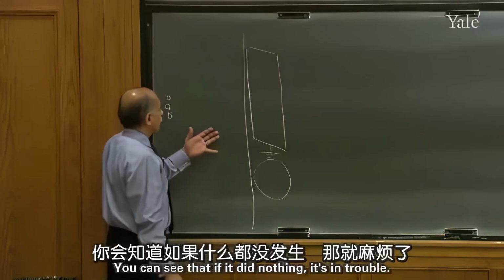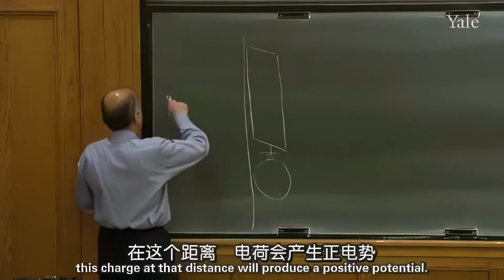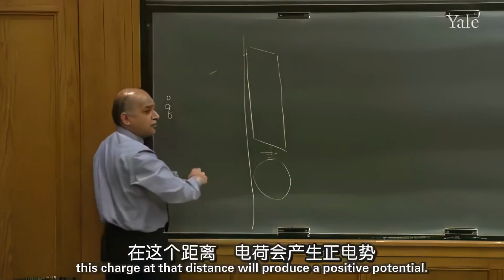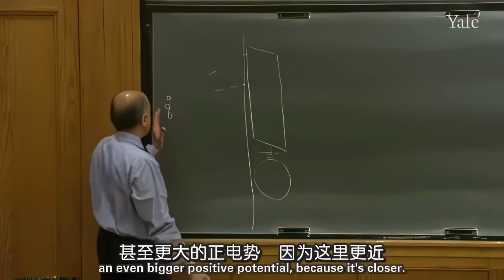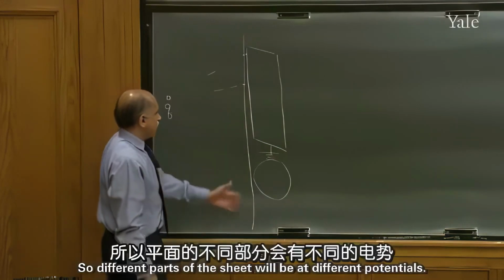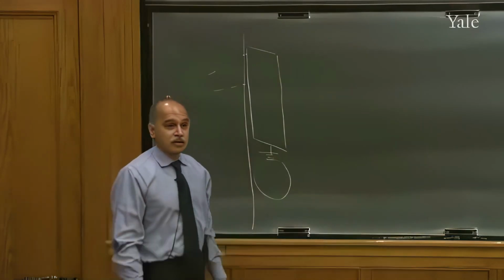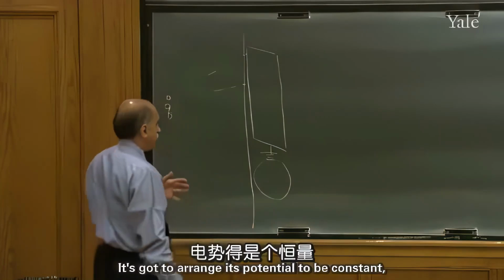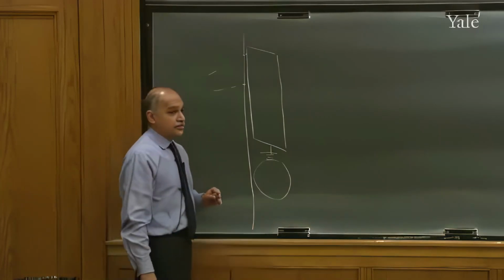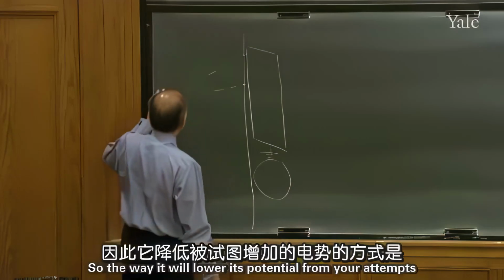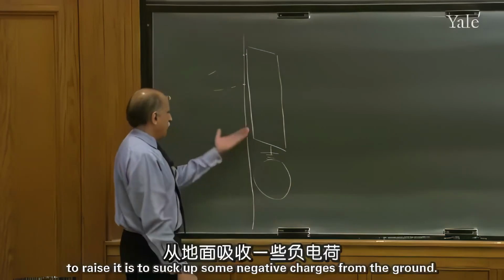You can see that if it did nothing, it's in trouble. If it did nothing, this charge at that distance will produce a positive potential. At that distance, it will produce an even bigger positive potential because it's closer. So different parts of the sheet will be at different potentials. That's not allowed. It's an equipotential. It's a metal. It's got to arrange its potential to be constant. And because it's connected to the ground, that constant has to be zero. So the way it will lower its potential from your attempts to raise it is to suck up some negative charge from the ground.